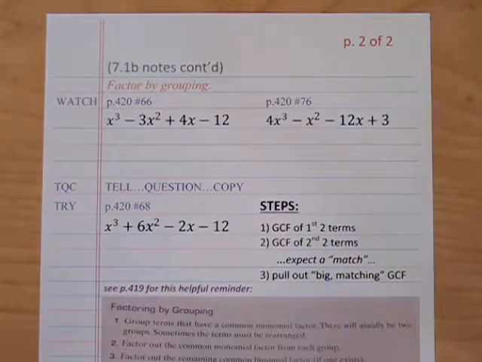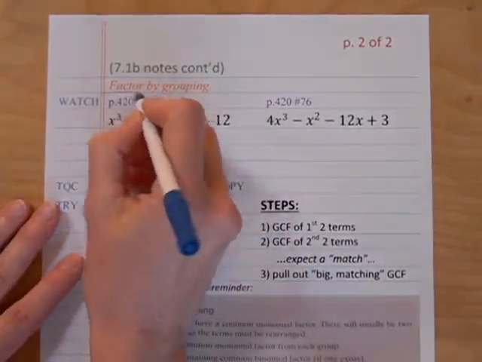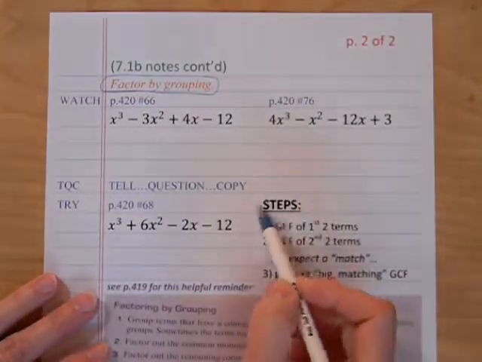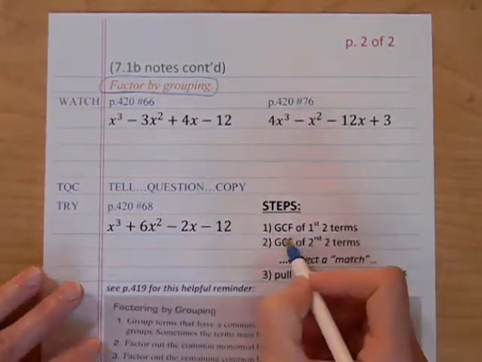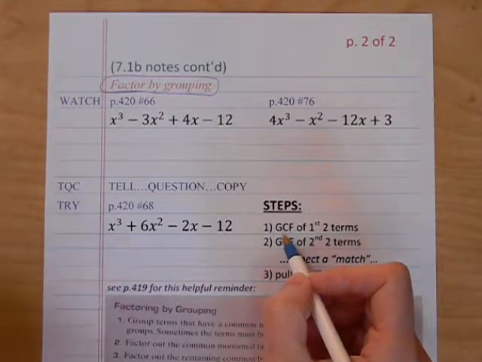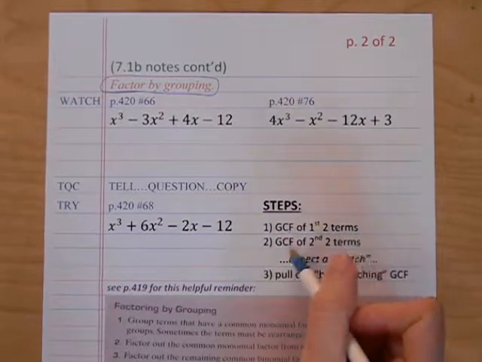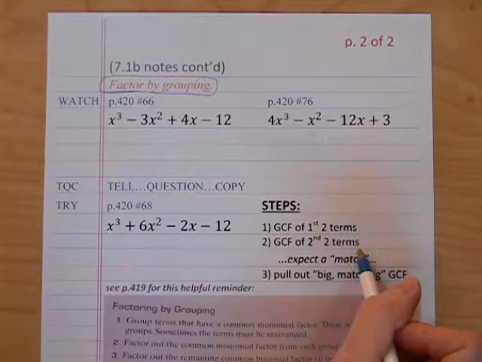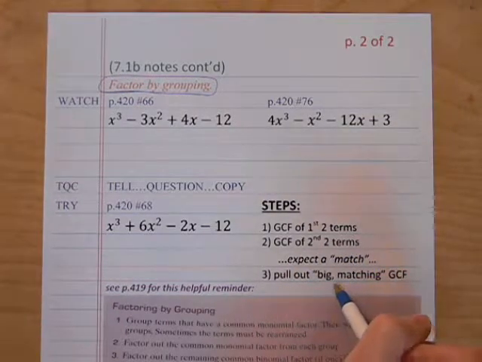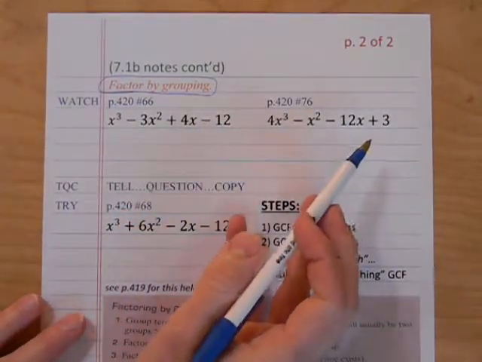On to page 2 of 7.1b, and now we're going to take what we've learned so far and use that to factor by grouping. Down here in the bottom portion of the screen, you'll see the steps. We're going to use what we know about GCF, and specifically what we've been practicing with the binomial. So we're going to take the GCF of the first two terms, we're going to take the GCF of the second two terms, and then what we'll discover is we can expect a match, and then we'll pull out that big matching GCF. So those are the basic steps. Let's see what that looks like as we go through some examples.